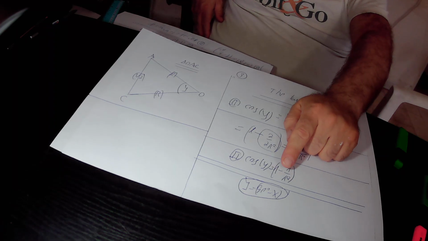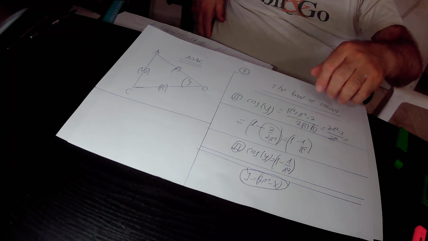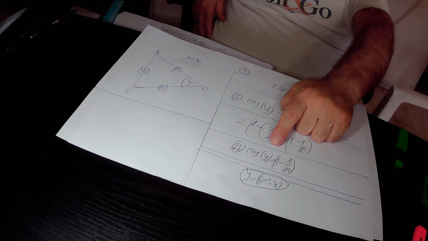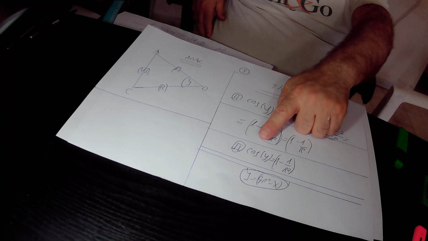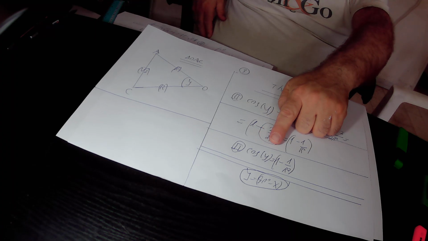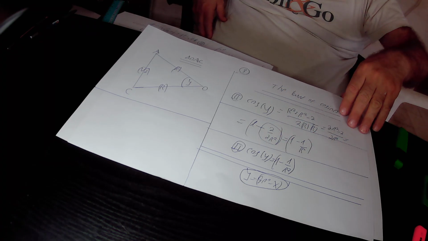We already found in the beginning of the lecture that y equals 90 degrees minus x. Therefore, we can substitute y in equation 2 by 90 degrees minus x. We did it, and we found that according to equation 2, cosine of 90 degrees minus x equals 1 minus 1 over R squared. Repeat again.